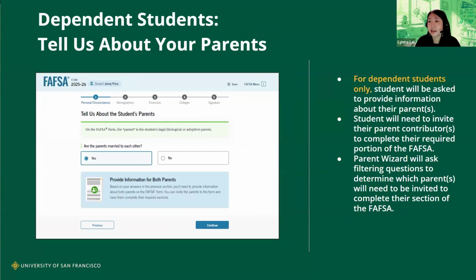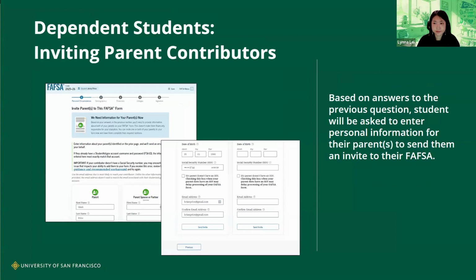Okay, so for students that are dependent, they will need to answer questions about their parents. Students will need to invite their parent contributors to complete their portions of the FAFSA. The Parent Wizard tool will help you determine which parent to use by asking you filtering questions. And then based on the answers to the previous questions, students will be asked to enter personal information on the parent in order to have an invite sent to them.